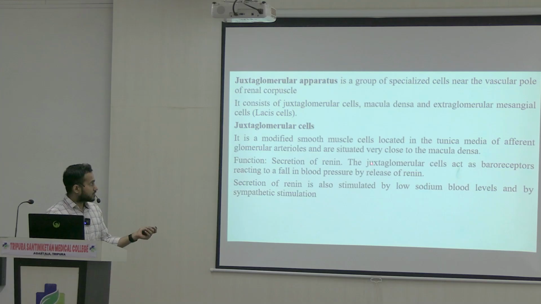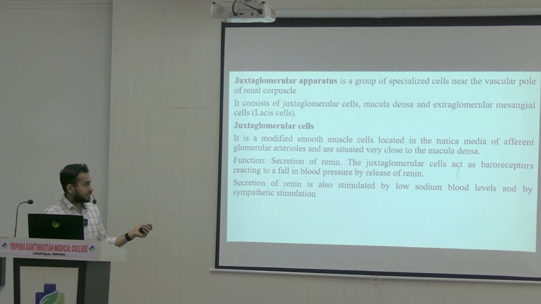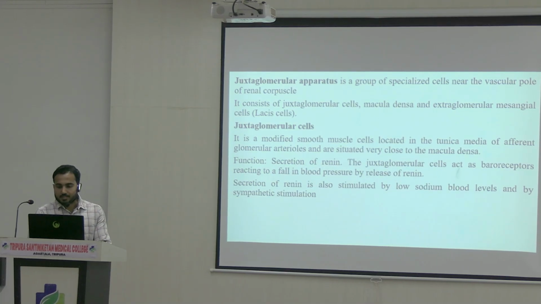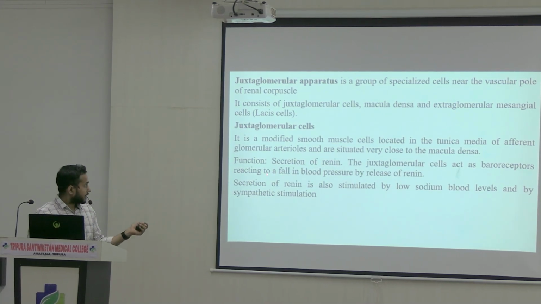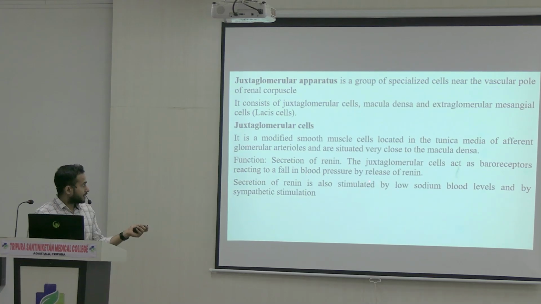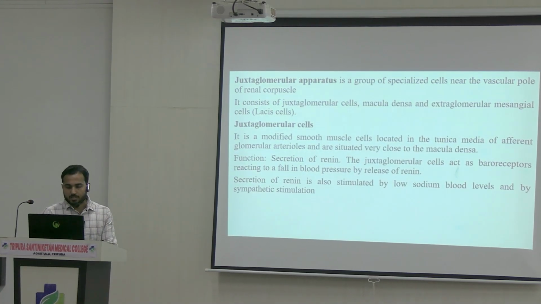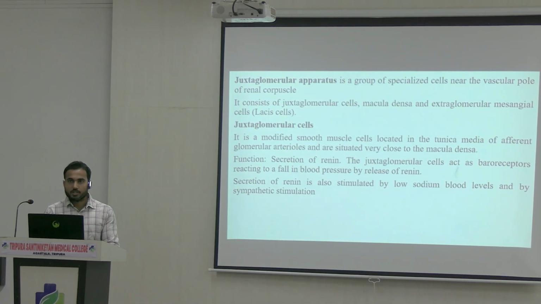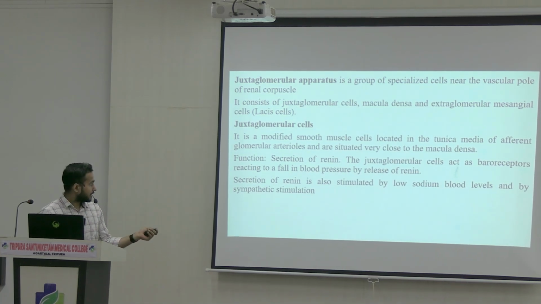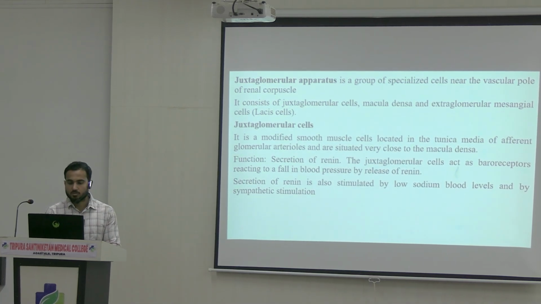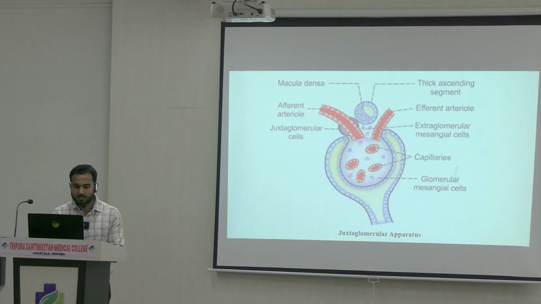Now they are situated very close to the glomerulus. What is the function of this juxtaglomerular cell? They will secrete renin. And this acts as a baroreceptor, reacting when there is a fall in the blood pressure, and then they will release the renin. Secretion of the renin is also stimulated by low sodium level in the blood and by sympathetic stimulation. So that is the function of juxtaglomerular cells.